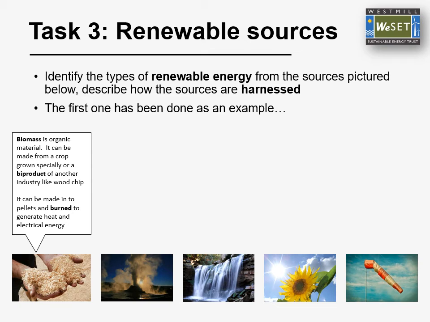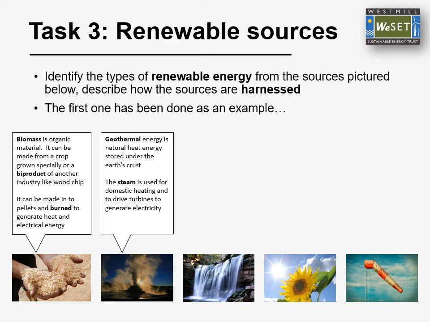The first one's been done, but let's take a look at it anyway. So biomass is organic material. It can be made from a crop grown specially or a byproduct of another industry like wood chip. It can be made into pellets and burned to generate heat and electrical energy.